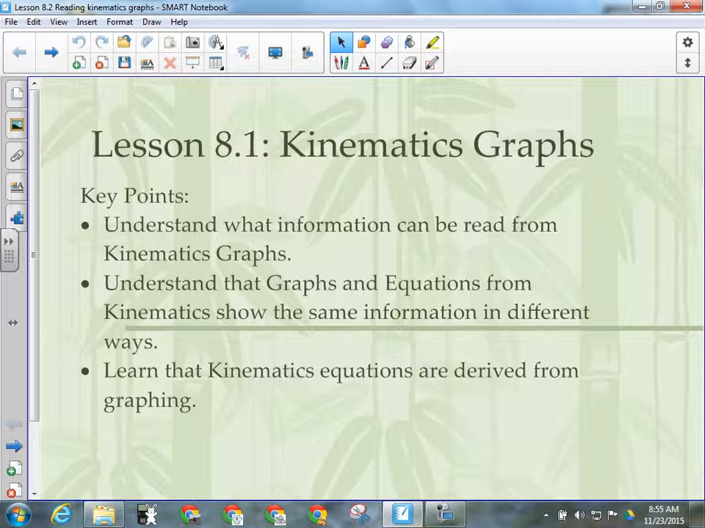We have to understand what kind of information can be read from the two types of graphs, position versus time and velocity versus time. We're going to look at how the equations that we're going to use in this class come from graphing. We already looked at how v equals d over t is actually the slope of the line on a position versus time graph. That's the same thing here. They show it in the same way, and we'll look at how they're derived from each other. Questions so far?